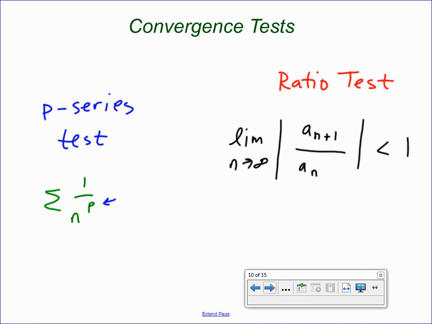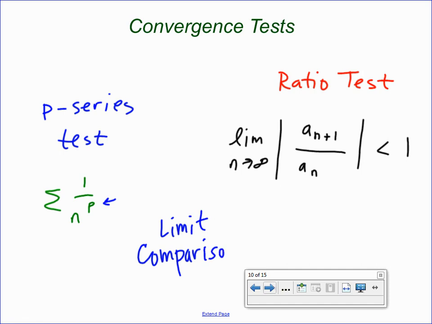Good. What's a different test besides ratio and p-series? Grace? The limit test. And we've got limit comparison. The limit comparison test. We're counting this as our closure, by the way, for the converging too.